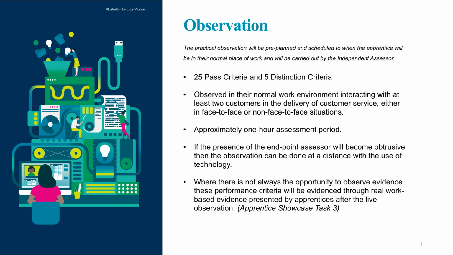So your apprentices will be observed in their normal work environment, interacting with at least 2 customers in regards to delivery of customer service in a non-face-to-face or a face-to-face environment. The reason why there has to be 2 customers is because it's written in the assessment plan around the grading criteria that an apprentice adapts their communication to different customers. So that's one of the reasons why it has to be a minimum of 2 customers.